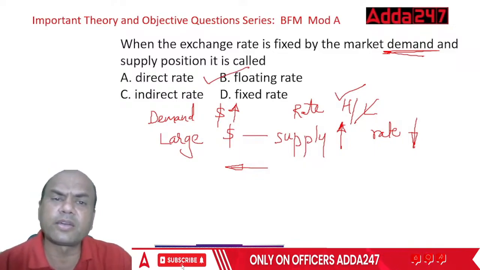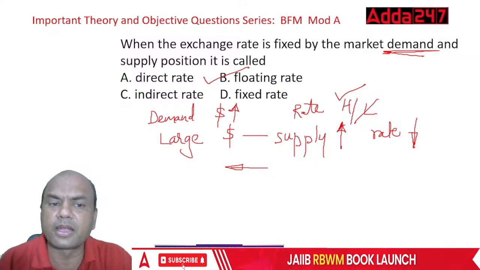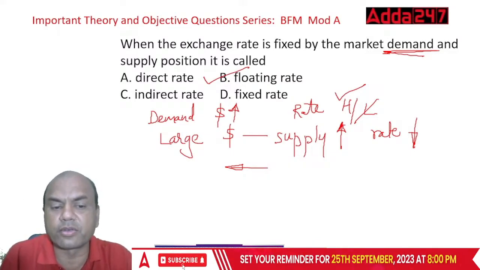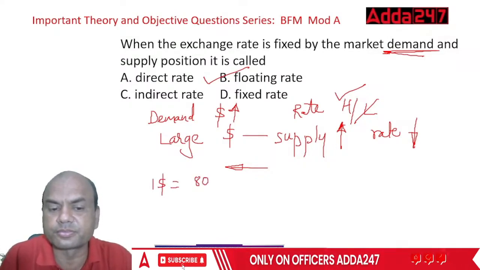Remember, fixed and floating are the two main rates. What about direct and indirect? Direct and indirect rates are also there. What do we use in India? So if I say $1 equals 80 rupees.